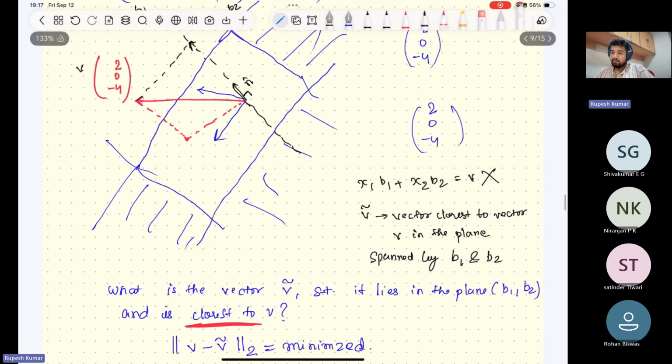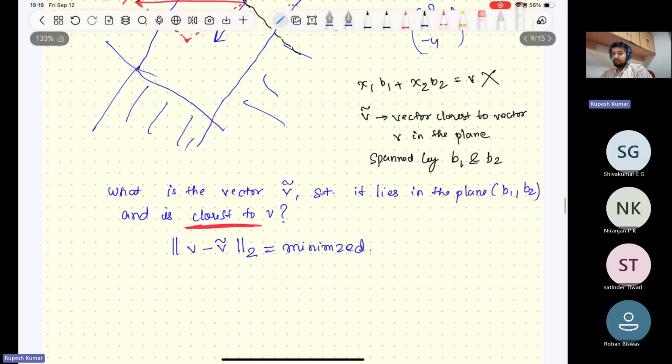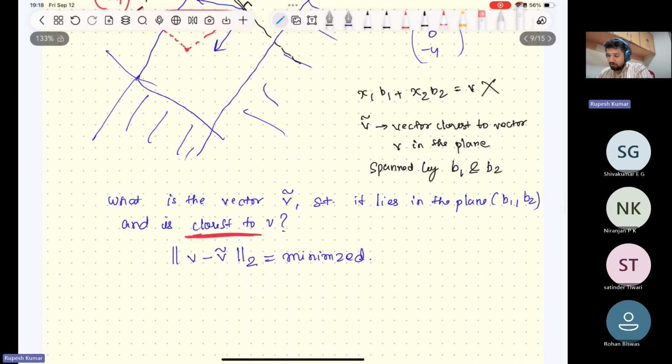Now this plane can have multiple vectors. This is a vector, this is a vector, this is also a vector. There are infinite possible vectors in this plane. The question is, which one of them is closest to V? So are you getting the idea of how I'm posing this problem? Is the problem clear to you?